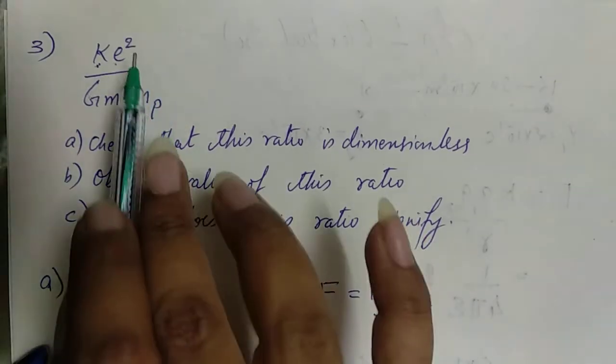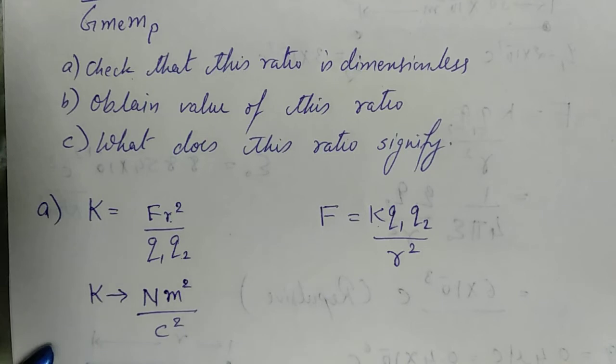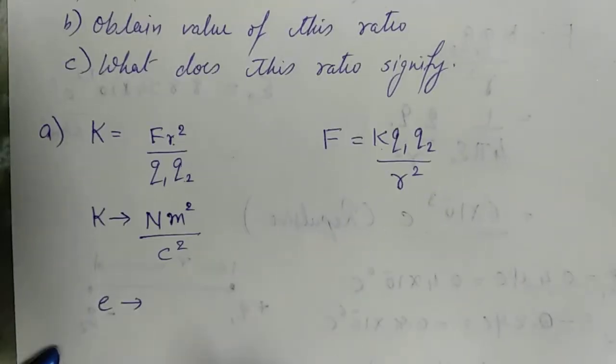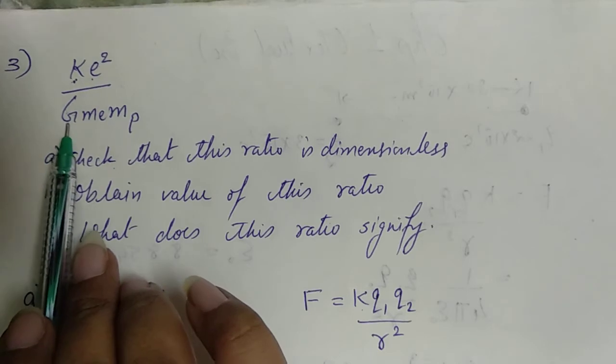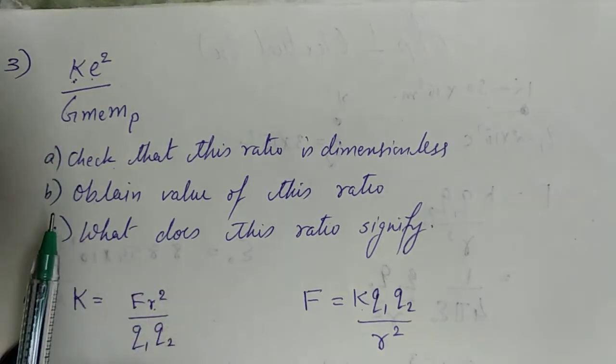Now I'll write down the unit of E. So E is actually charge, so the unit of E is going to be Coulomb. Next is G. This is the universal gravitational constant, so we'll obtain the unit of G.